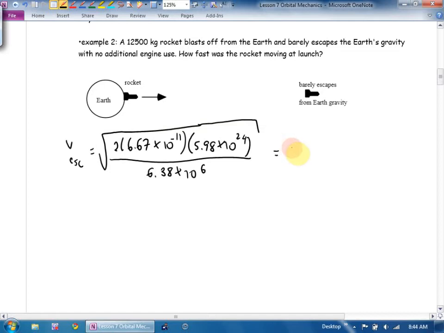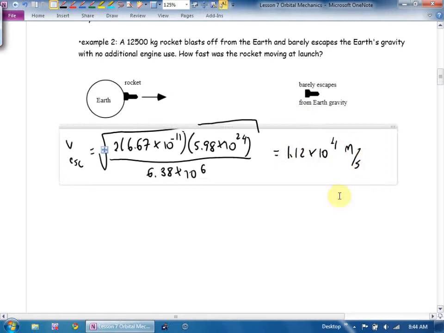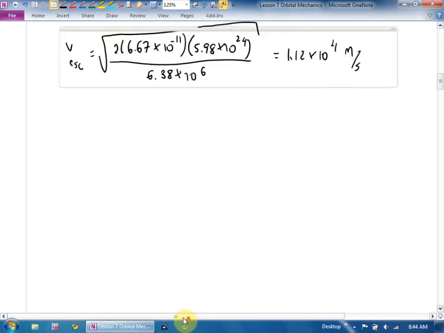1.1 times 10 to the 4th, is that right? 1.12 times 10 to the 4th, if I recall the actual number. Is that right? All right. Hopefully you're getting more proficient at your calculator. Again, by the time the test rolls around, you better know how to type all this kind of stuff in. And if you can't, snag me after the lesson. I'll happily help you.